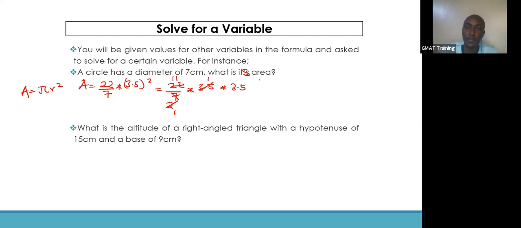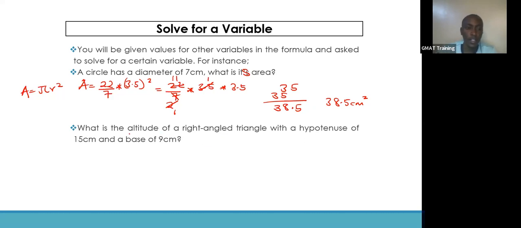11 times 3.5 will be 35, and then 35, 5, 8, 385. We have one decimal place, so we have 38.5 centimeters squared. That will be the area of this particular circle. We have the value of the diameter that's given, so you have the value for the radius. That's the only value that you can use to find the area of this particular circle. And we've already found the area of this particular circle, that is 38.5 centimeters squared.